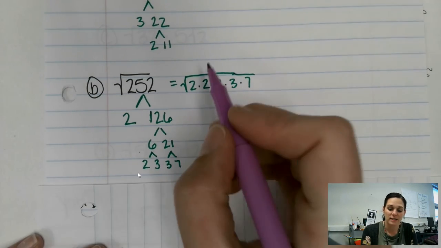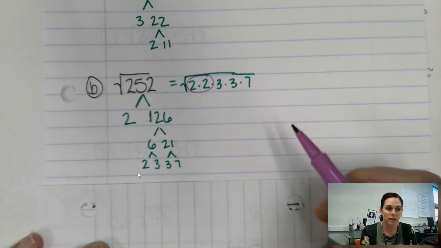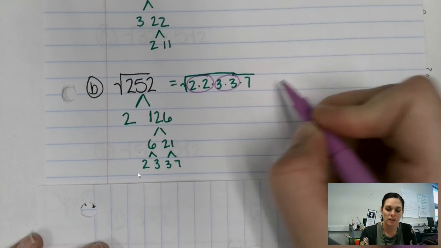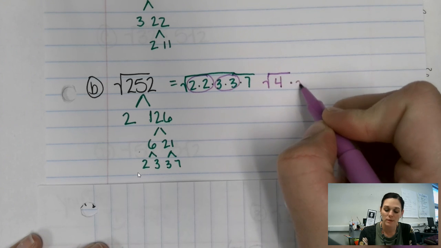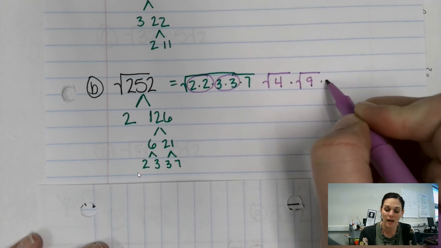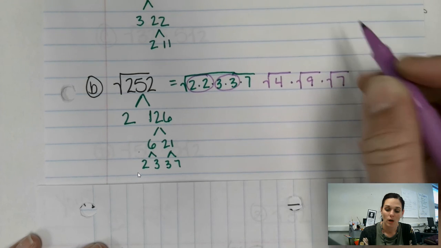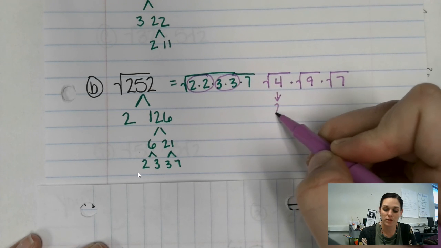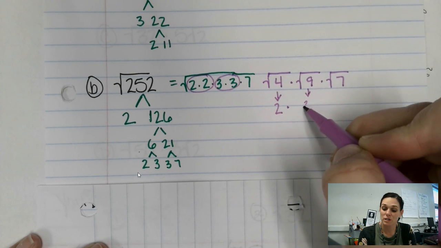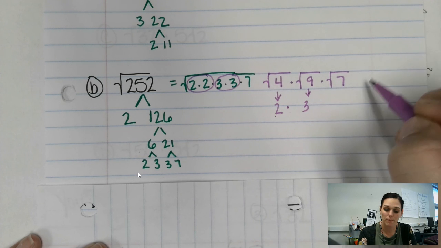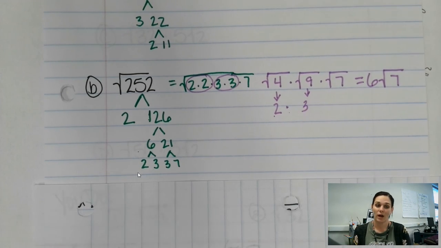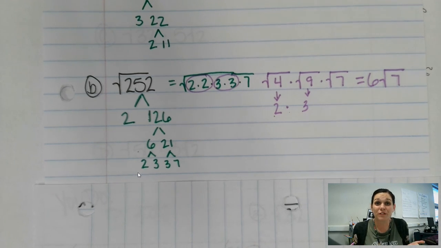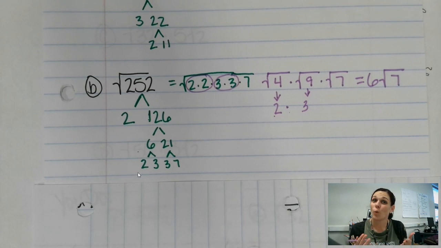So when I look at this again, I say, oh, those 2's are in common and those 3's are in common, which would make the square root of 4 times the square root of 9 times the square root of 7. Well, the square root of 4 is 2. The square root of 9 is 3. 2 times 3 makes 6. And then we're left with the square root of 7. So hopefully this helps you guys kind of figure out what to do with radical expressions and how to simplify.